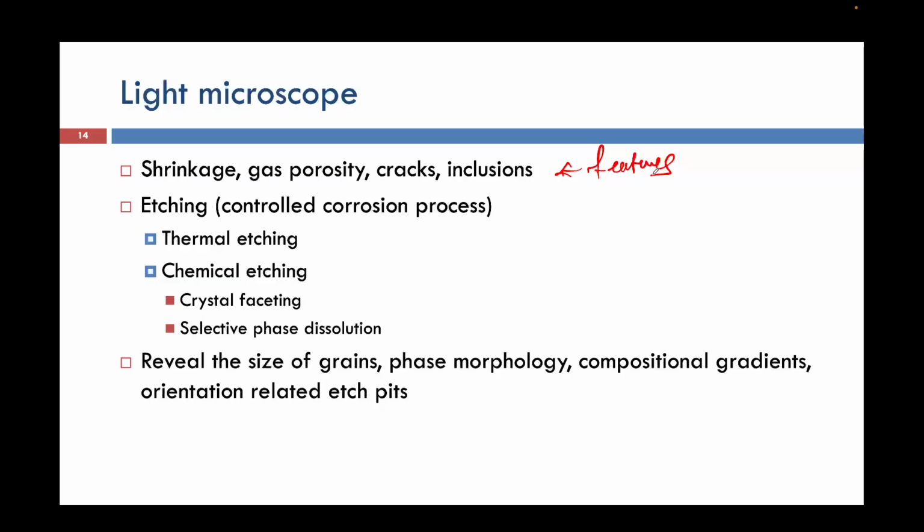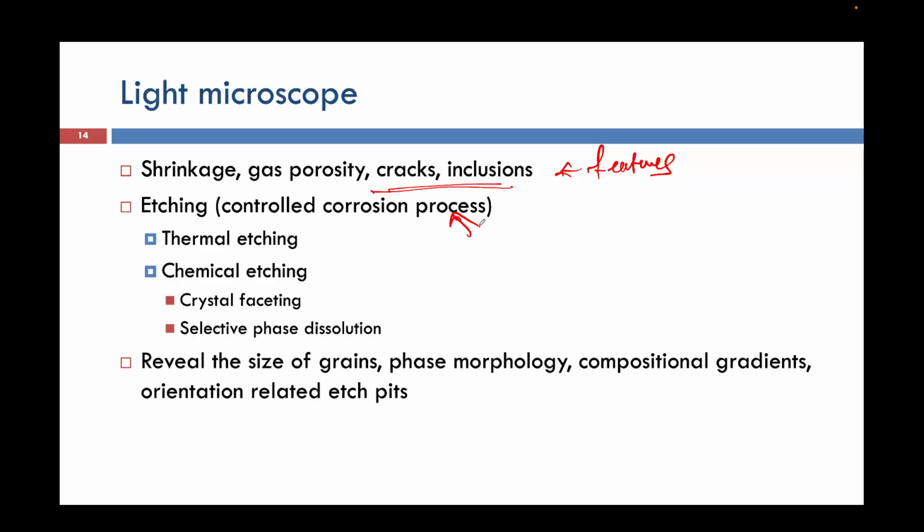And to see the features, if you prepare a sample and just put it under the light microscope, you will not be able to see many features. Why? To see it in a light microscope, you first have to mount the sample, then grind and polish it. Even after polishing you will be able to see only some of the features. If you want to see all of these features, what do you have to do? There is a process called etching, right? Etching is a controlled corrosion process.